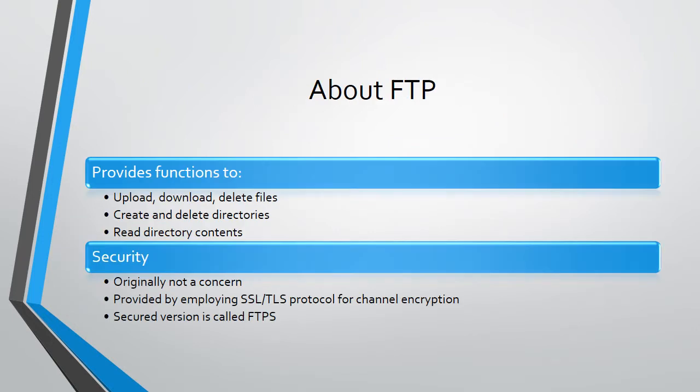FTP provides the capability to upload and download and delete files, as well as create and delete directories, and finally read directory contents. When FTP was designed, security was not a major concern. However, over the years, sending information without encryption is considered very risky and in some cases is prohibited. In order to implement security measures, FTP employed SSL and TLS protocol for channel encryption. This new version of FTP is called FTPS.